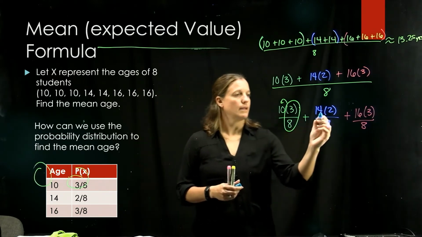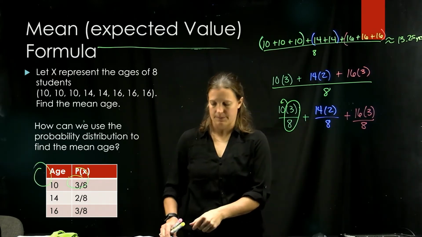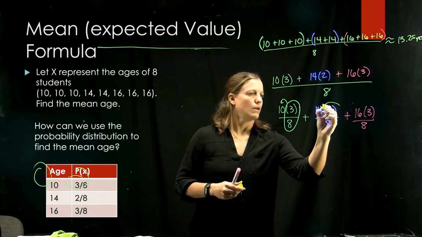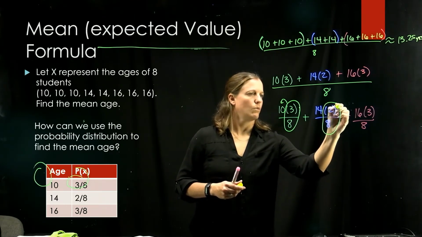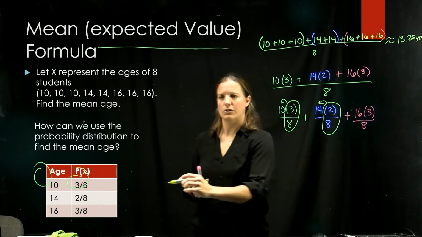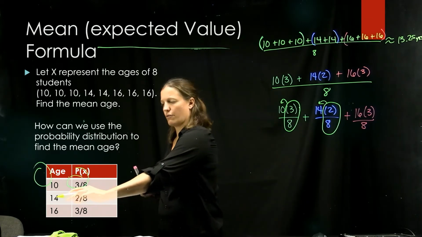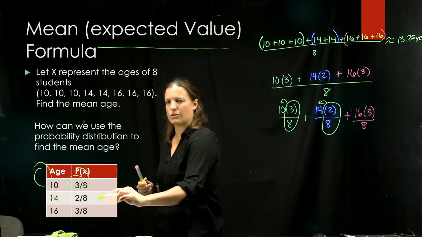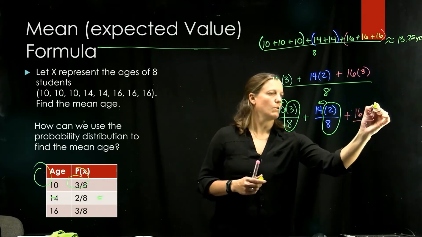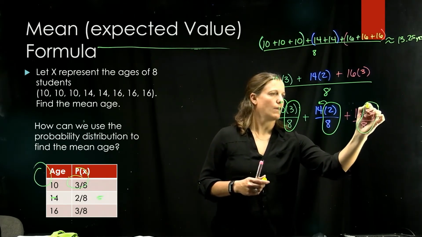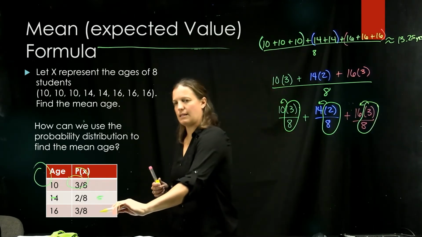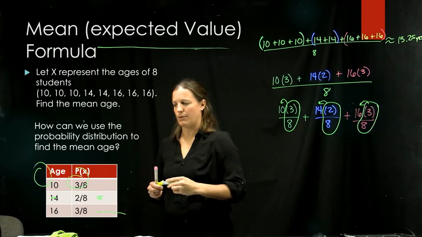And that same thing is going to happen in our next piece with our 14 and our 2 out of 8. So we have our 14 right here, and we have our 2 out of 8. And the same thing with our last piece. That 3 out of 8 and our 16 both show up right here in our table.